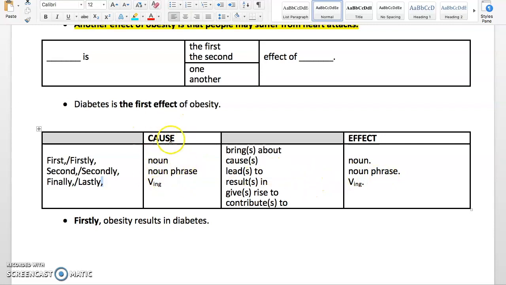We have the cause at the beginning and one of these verbs here, and then we have the effect. Let's have a look at an example. Firstly, obesity results in diabetes. So obesity is the cause here and diabetes is the effect here. All these verbs have the same meaning. They give the same meaning to the sentence. So please try to use a variety of them in your paragraphs, all right?